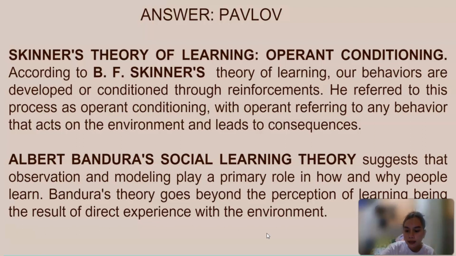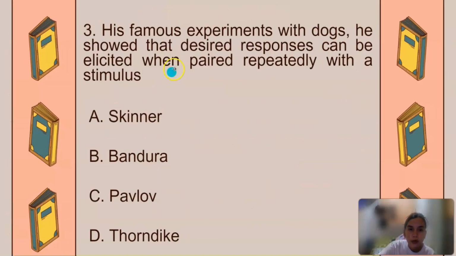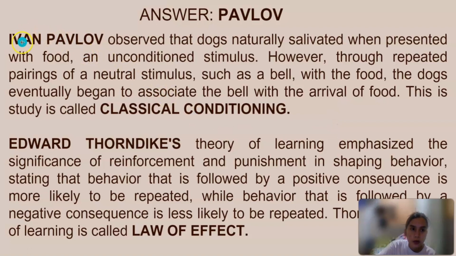Okay? And the next one, guys, is Ivan Pavlov, which is the correct answer for the question earlier about the famous experiments with dogs. He showed that desired responses can be elicited when paired repeatedly with a stimulus. So the correct answer is Ivan Pavlov.